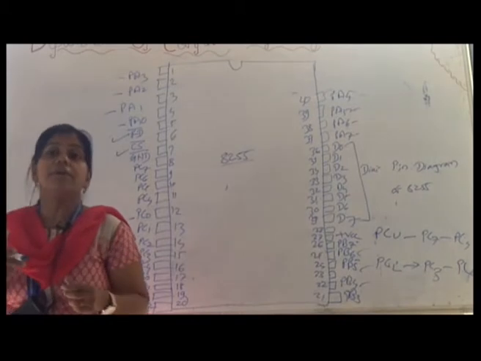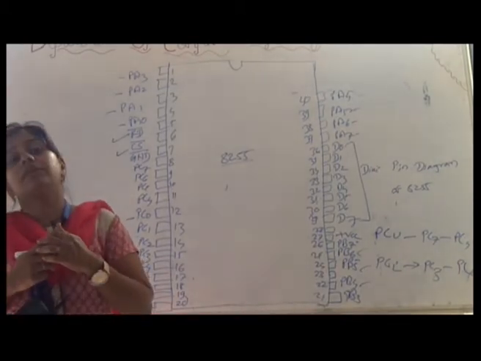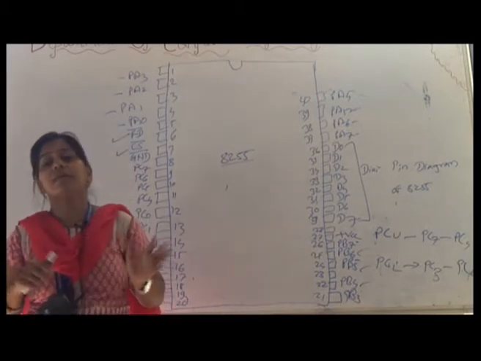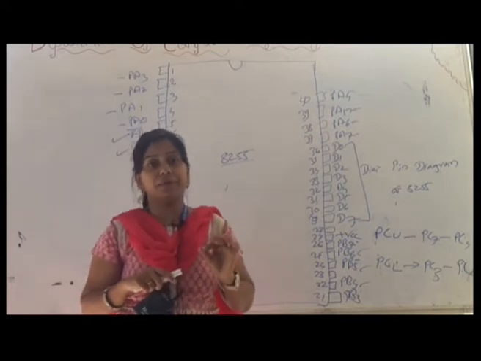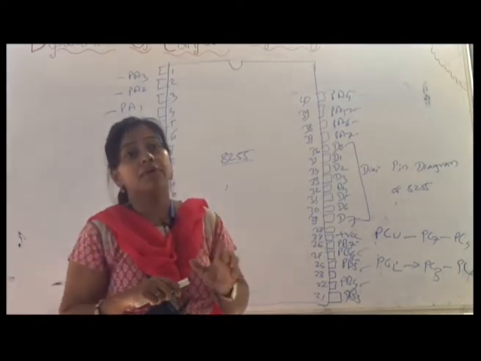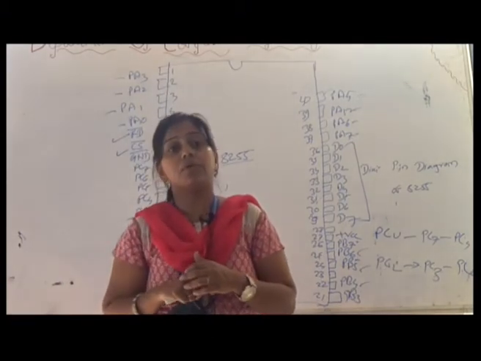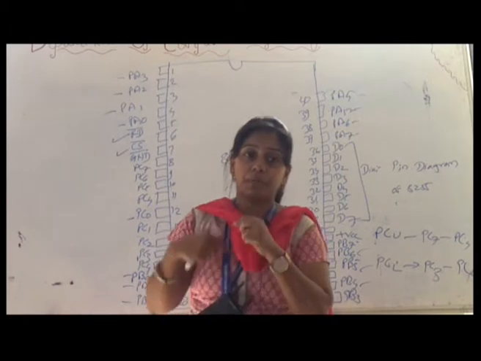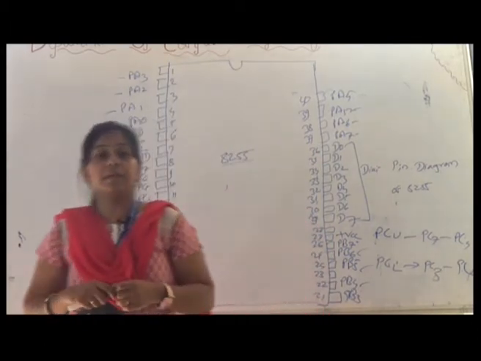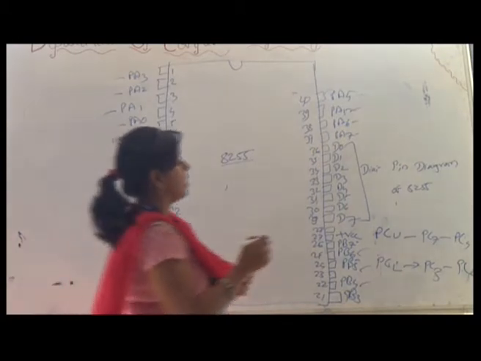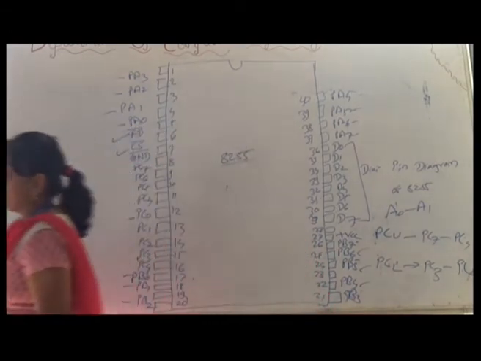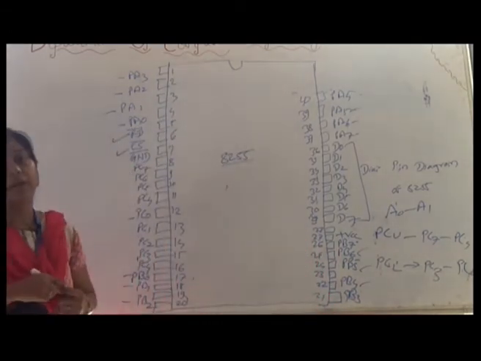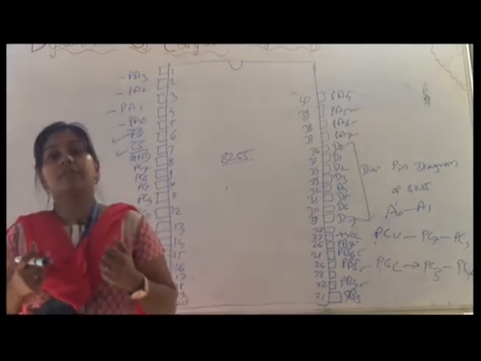Okay, the next pin is the reset pin. The function of the reset pin is to reset the 8255, which means both port A and port B will come into the input mode. The next pins are A0 and A1. These two pins, along with the read and write signals, control the selection of a port and the control word. I will explain.